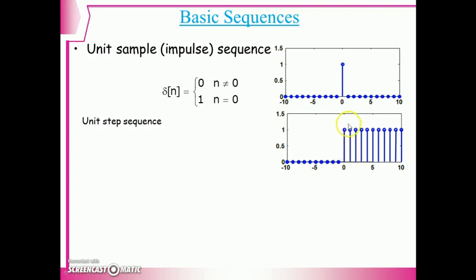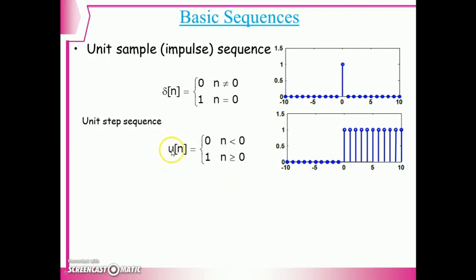You can see that for n equal to 0, 1, 2, 3, 4, or n more than or equal to 0, that is this side of n values, the value of the unit step sequence is 1. Whereas for all values of n less than 0, that is minus 1, minus 2, minus 3, minus 4, etc., the values are 0. So we can express it as an equation u of n.